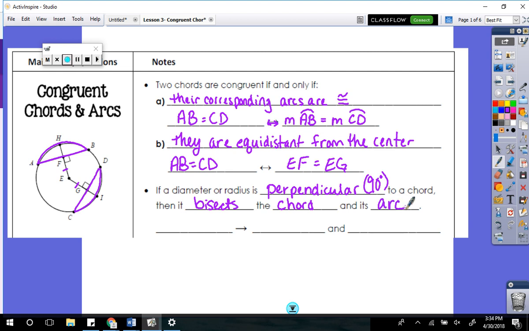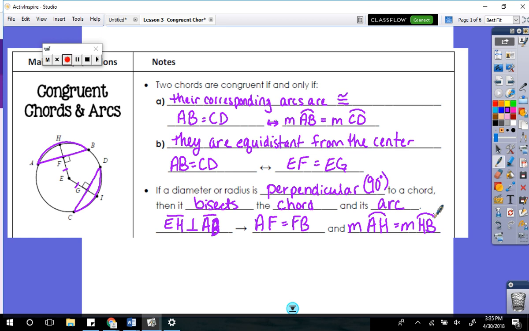Okay, so that would look like segment EH is perpendicular to AB, which means AF is equal to FB, which means the measure of arc AH is equal to the measure of arc HB.